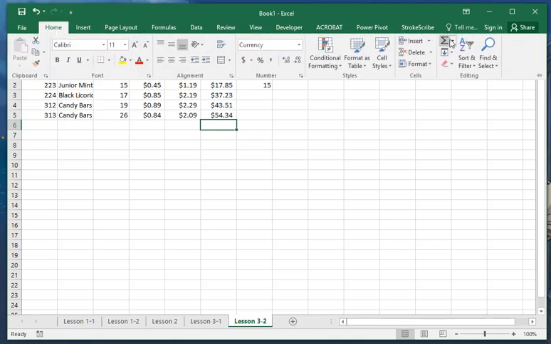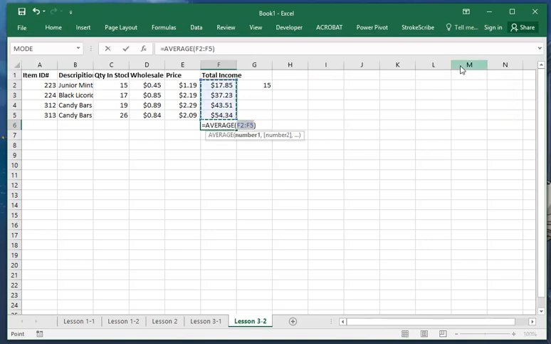I could also, if I wanted to do an average instead, put my cursor back in here, come here to home, hit this little arrow next to the sigma button, and that gives me several more options. So let's say I want to see what the average of all of our total values is. We do AVERAGE F2 colon F5, so it's going to give me the average of the values in cells F2 through F5. I hit enter, $38.23.